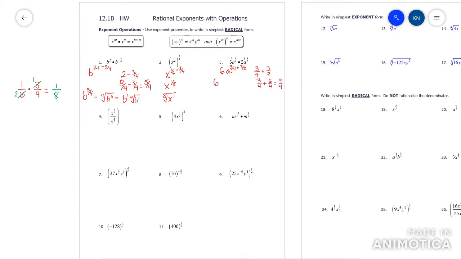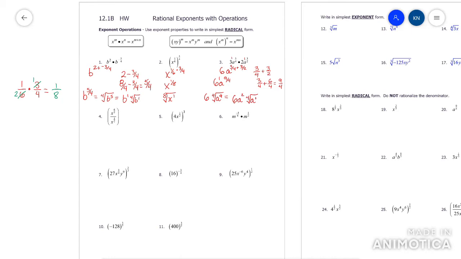So really it's like 6a to the 9/4. If you wanted to write that as a root, your 6 has a power of 1, so it's not included in the root. So it'd be 6 4th root of a to the 9. And then you could simplify that even further by taking 2 groups of a's out. So it's 6a squared 4th root of a to the 1, just like that.